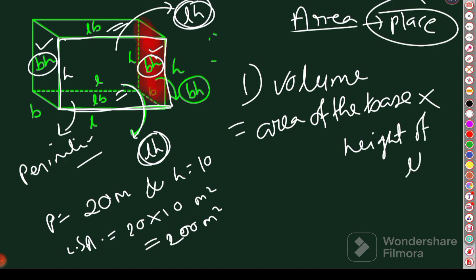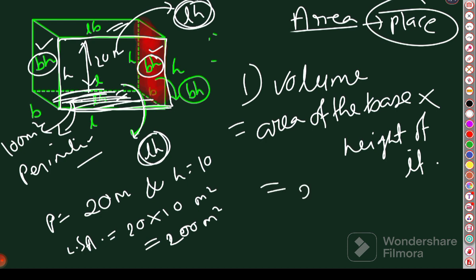height of it. For example, in this figure, if the base is 100 meter square and the height is 20 meter, so volume will be 100 meter square into height 20 meter, so 2000 meter cube.